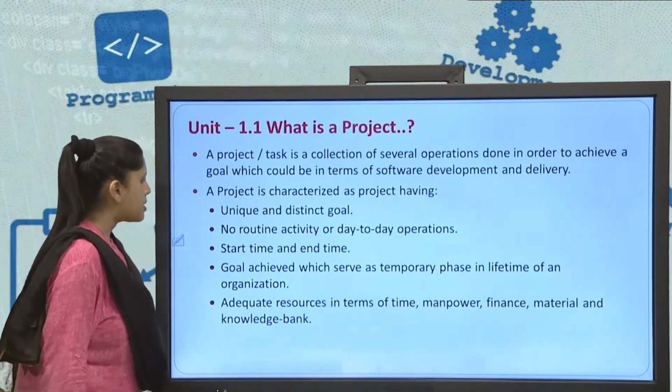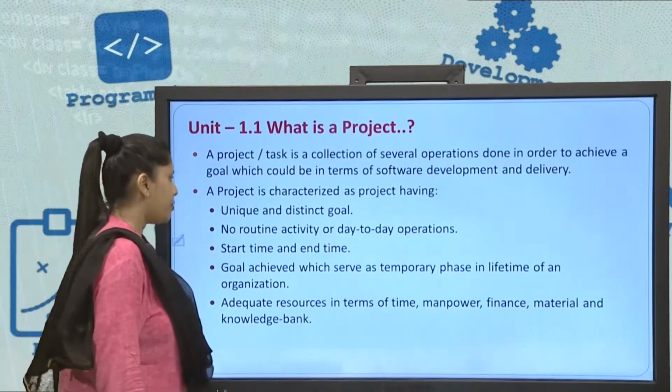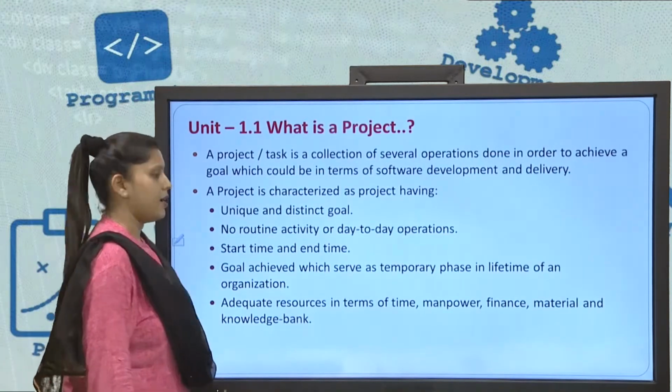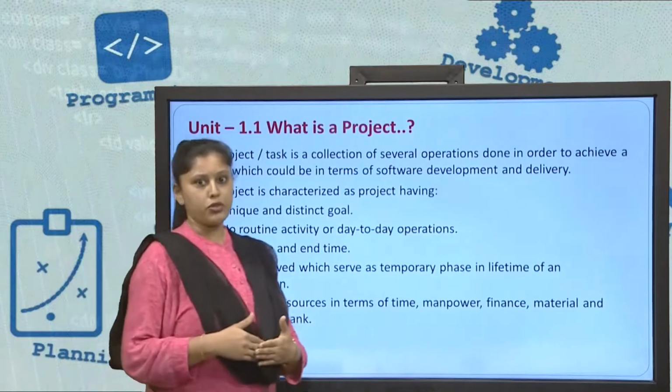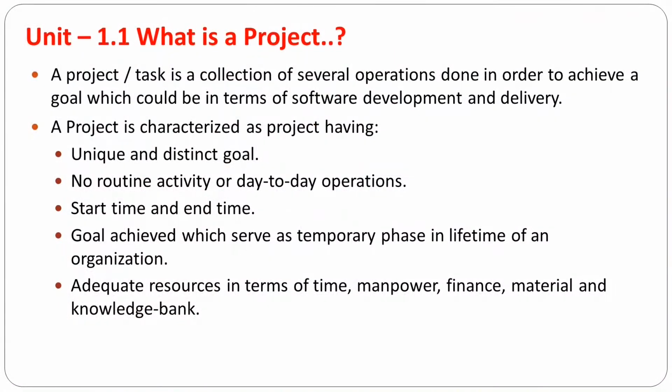Adequate resources in terms of time, manpower, finance, material and knowledge bank. So in order to develop a project, you need adequate resources. Now what are these resources? These resources can be anything. It can be a computer system starting with the servers and all, the network connectivity and all. Apart from that, it even includes the manpower, all right? So manpower also comes under the resources, all right?